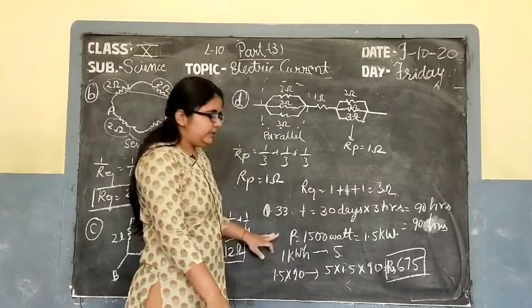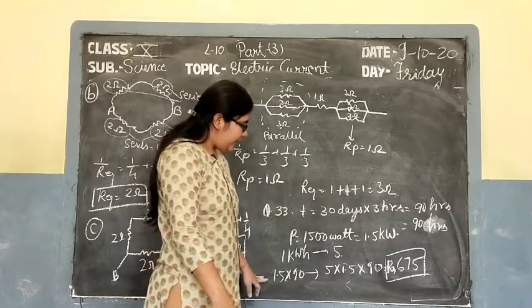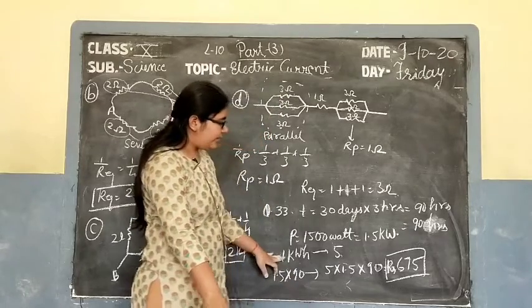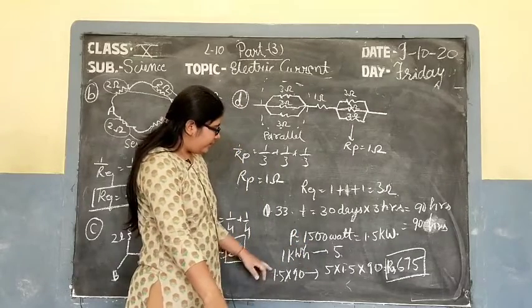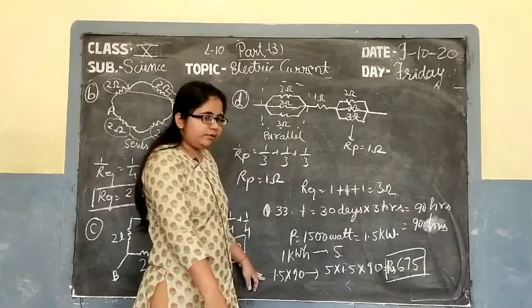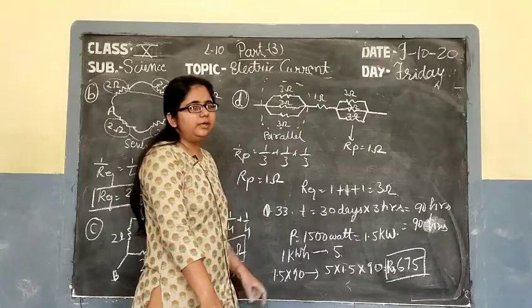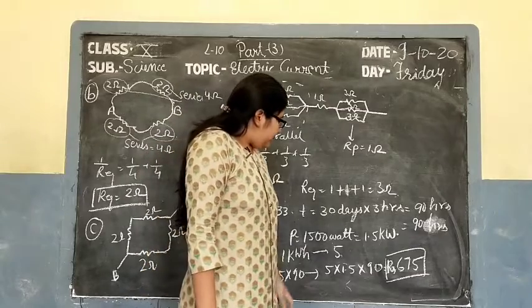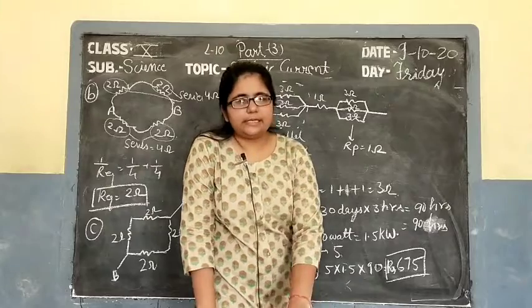By multiplying the power and time, you will get the total electrical energy. And as you know, for 1 kilowatt hour energy, rupees 5 are used. So 1.5 multiplied by 90 gives the total amount of kilowatt hour energy, then you have to multiply that amount with the unit amount. By multiplying these, you will get the answer, that is rupees 675.